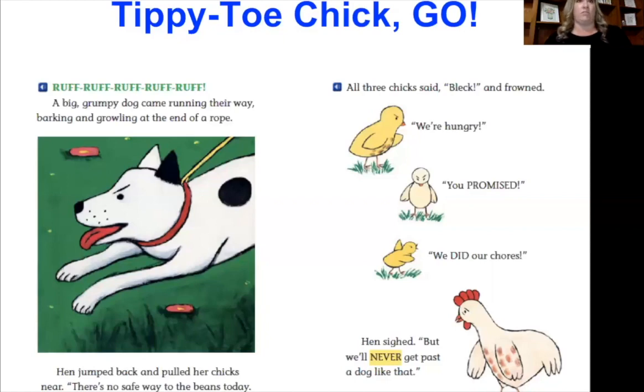How does Hen feel? Hen seems very nervous because of the big grumpy dog. How does the author use the words in all capital letters on this page? I see the word never in all capital letters. That shows me that the hen really doesn't think they can get by the dog. The use of capital letters in a text can mean many different things like we have seen here.